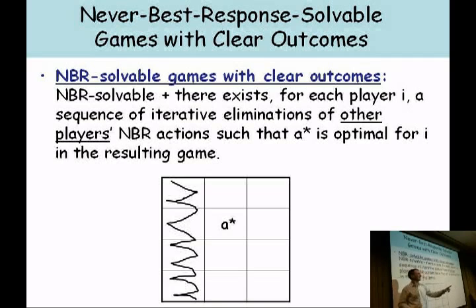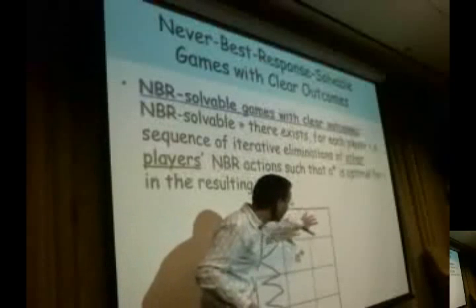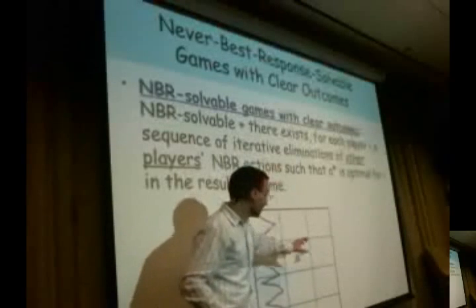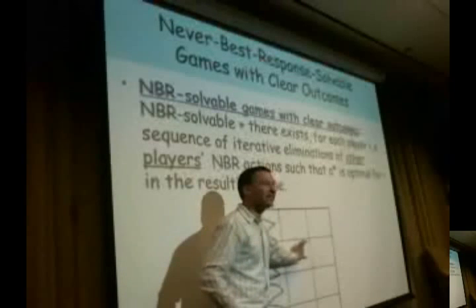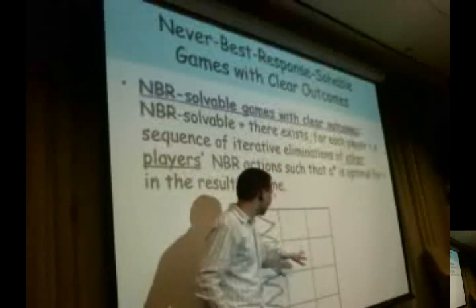Let me linger on this slide. So think of the row player. There are NBR strategies of the other players that are independent of the row player. So, for example, let's say that this strategy by the column player is an NBR strategy, a never-best-response strategy. Once all other players, not the row player, remove their never-best-response strategies, when the row player looks at the game that's remaining, the thing that best response dynamics will converge to has to be the place where he gets the highest payoff.